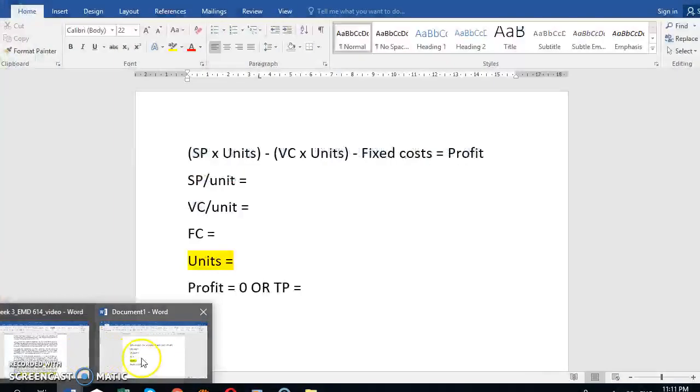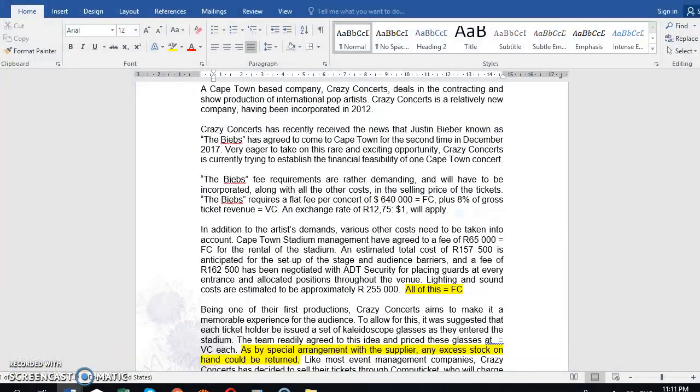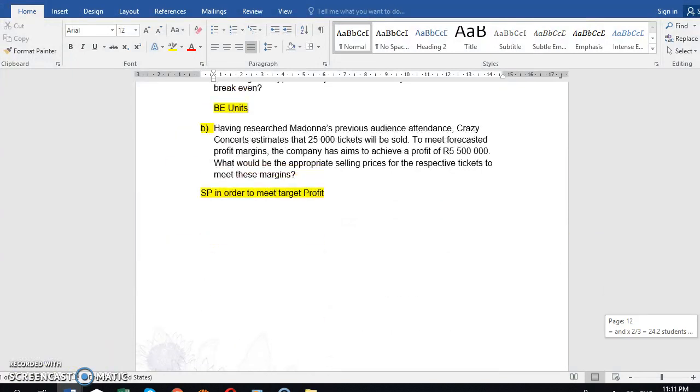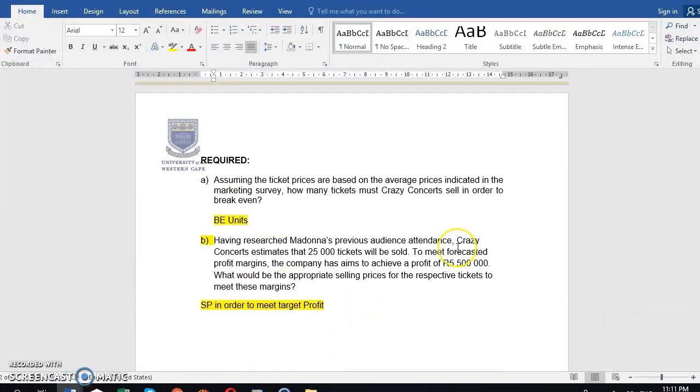And part B of this question was: having researched Madonna's previous attendance, Crazy Concert estimated 25 tickets will be sold. So now we know the quantity, so quantity is no longer unknown, and it's no longer to break even. We want to achieve a profit of 5.5 million, and they're asking us what the selling price will be.